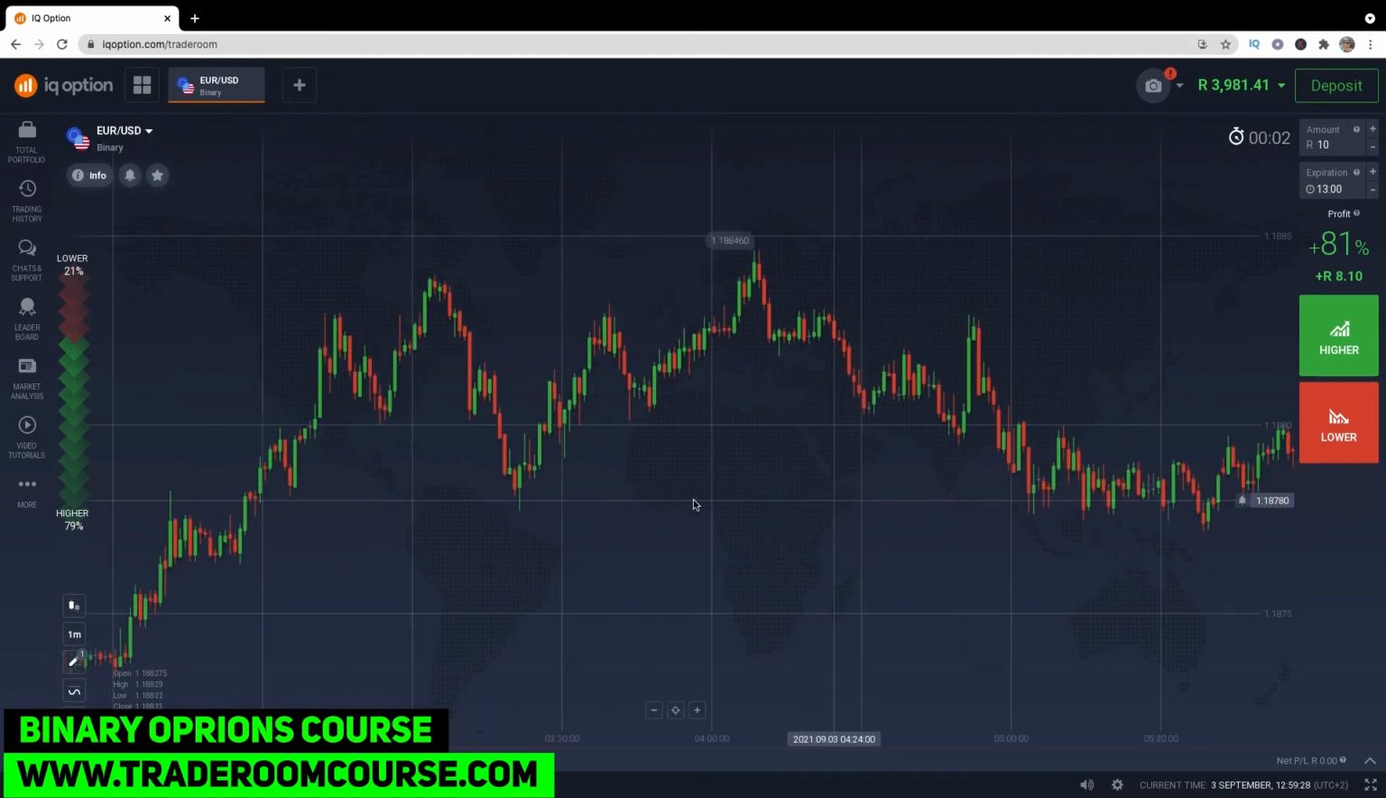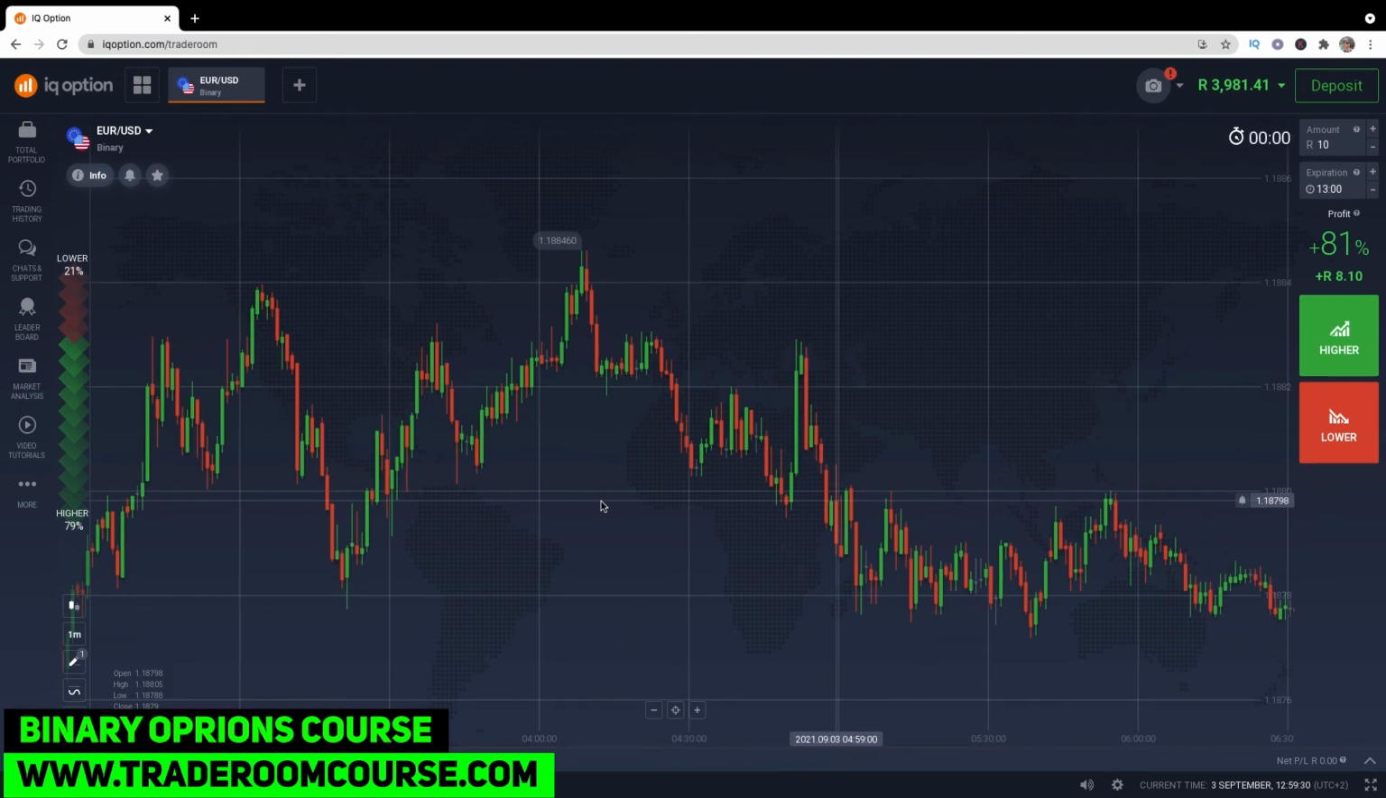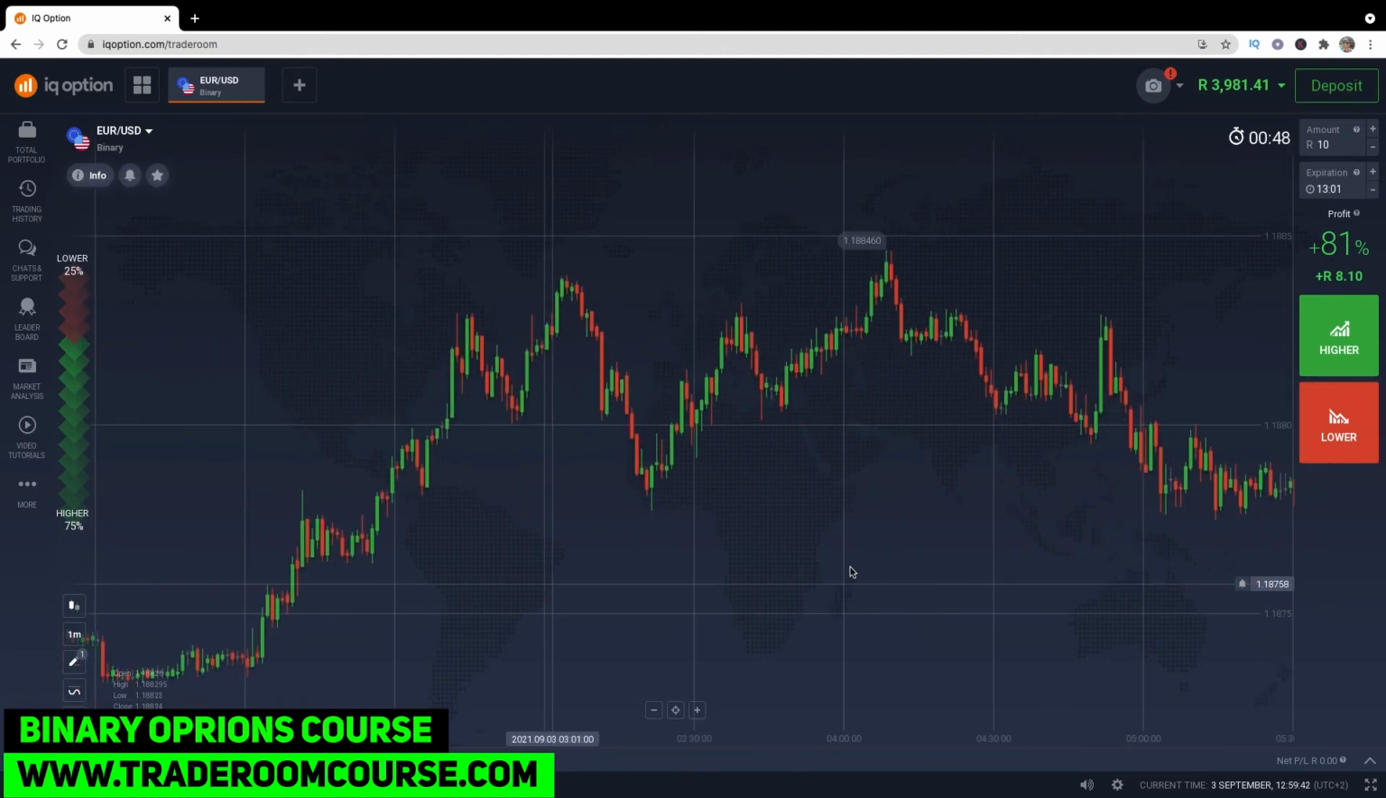When price is forming lower lows and lower highs, that is when we are in a downtrend. Lower low, lower high, lower low, lower high, etc. That is how we identify the trend using price action alone. We just look at the lows and the highs of price.